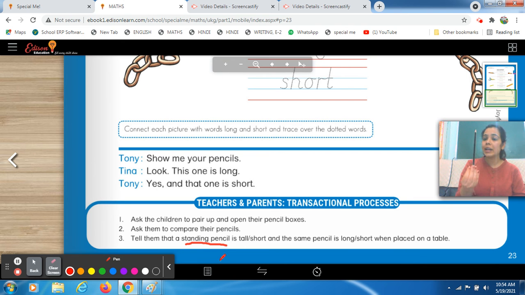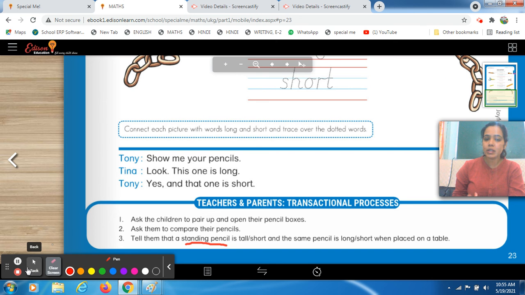Okay, but अगर यही same pencil is placed on a table, अगर किसी टेबल पे place कर दी जाएगी या किसी भी surface पर, और it is in the lying position, lying means ऐसे इस position में है, it is not in standing position anymore, तो आपको कौन सी term use करनी है, you have to use the terms long and short for that. Okay, so that is the basic difference between tall and long. Okay students, so that's it.